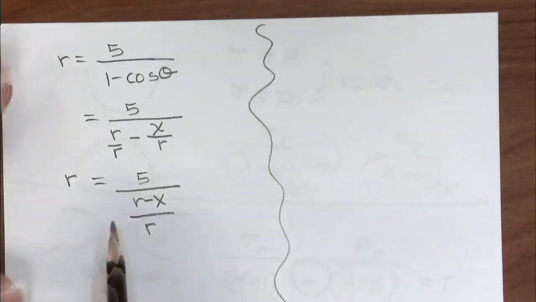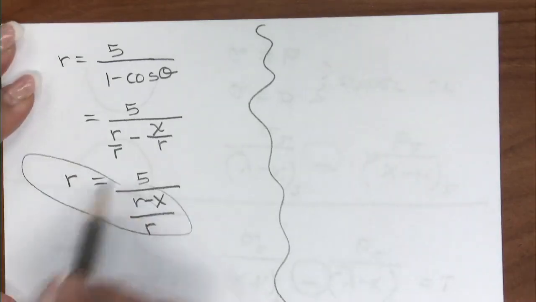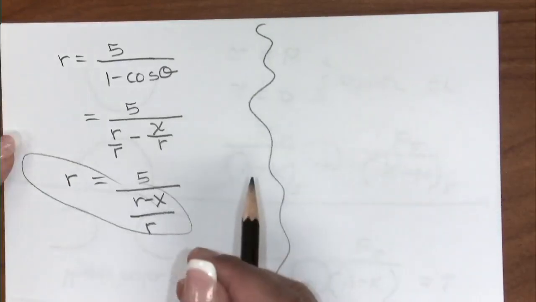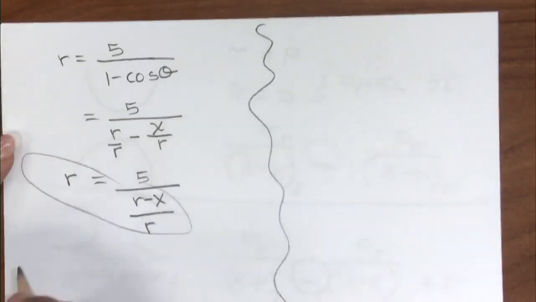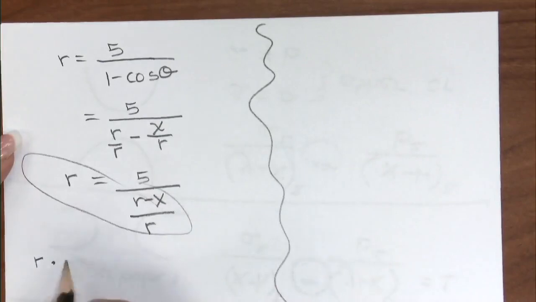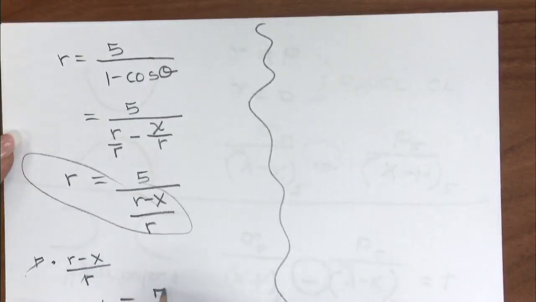But look, this looks crazy, because you could have gone r times r minus x, r minus x over r times r. That would have been, and you still have an r there. You could get the answer this way. You could get the answer that way.